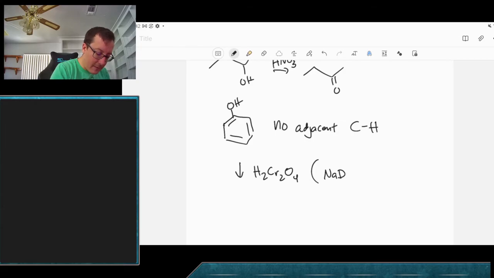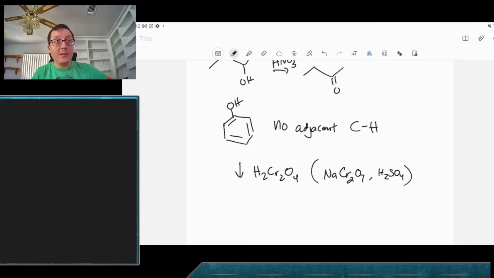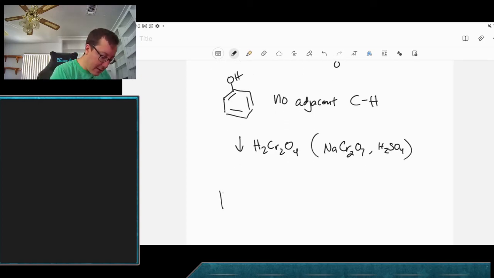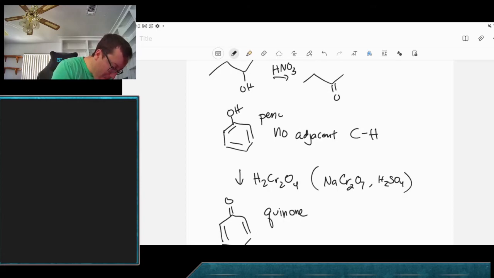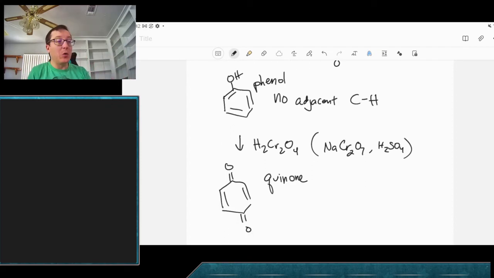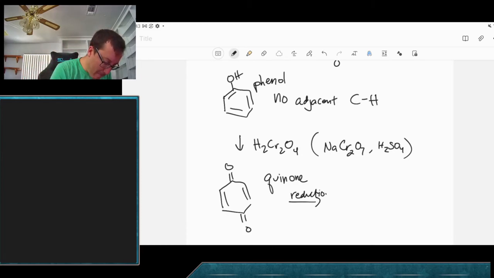sodium dichromate and sulfuric acid, we'll end up with the chromic acid. We see that this one actually oxidizes to the following. We actually will form this quinone. This is phenol, phenyl alcohol, phenol, and the following is quinone. And this is super important in biology, forming these quinones. And then if we reduce this, we're going to see that this will pop right back into forming two phenols now.